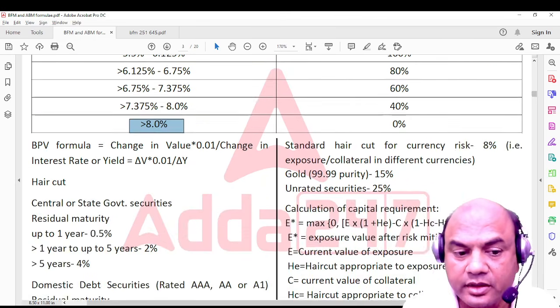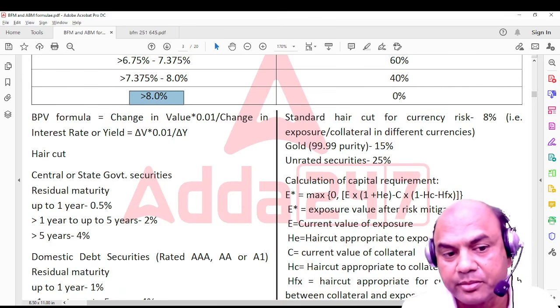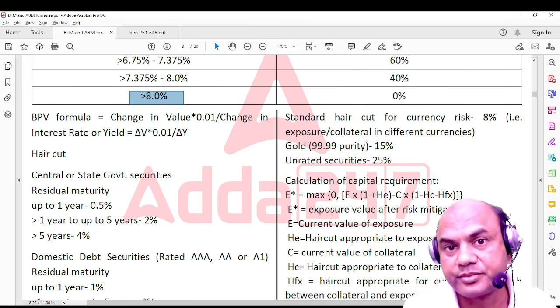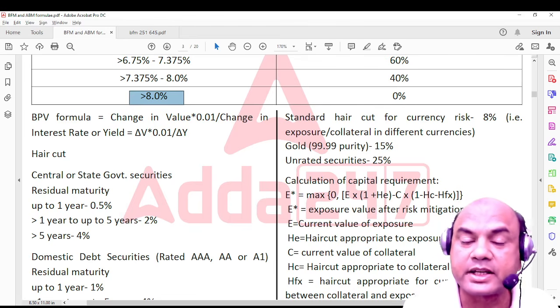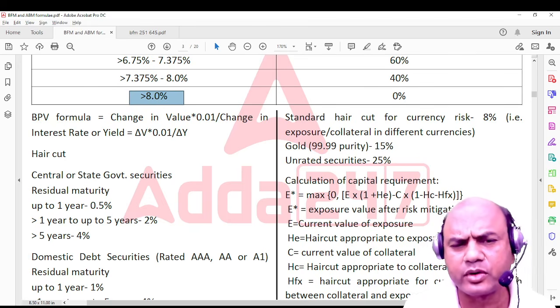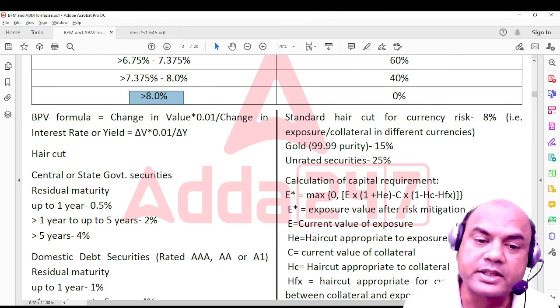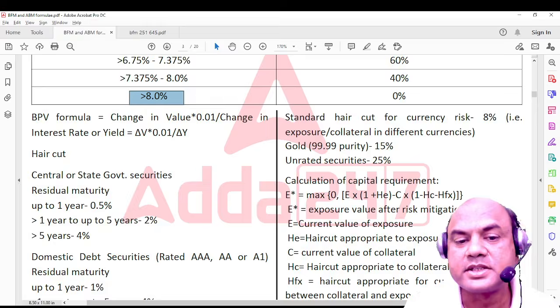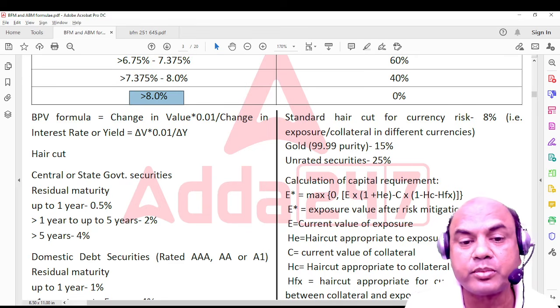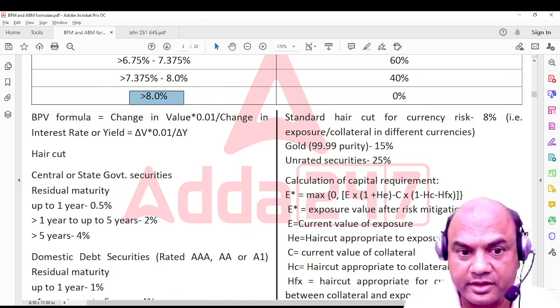Next, BPV formula, basis point valuation formula. Now basis point valuation means what? It is a sensitivity tool for market risk. One is BPV and second is duration approach, modified duration. Study that later, I won't go into details. So BPV formula is asked many times, or a numerical is asked. Change in value into 0.01 upon change in the interest rate. Simple, clear.